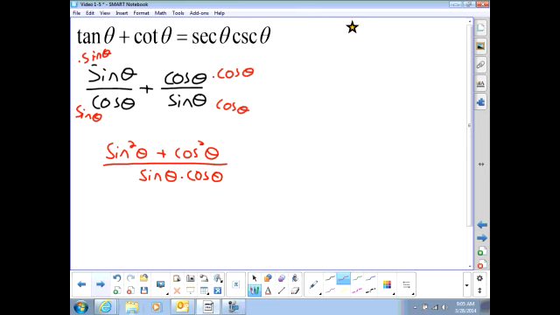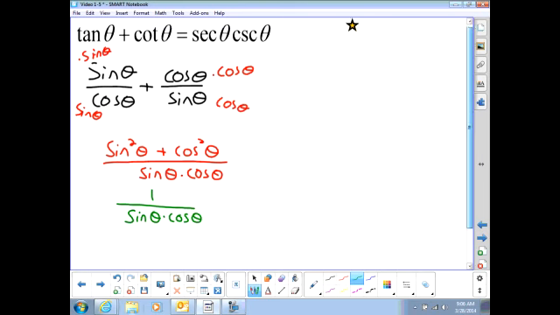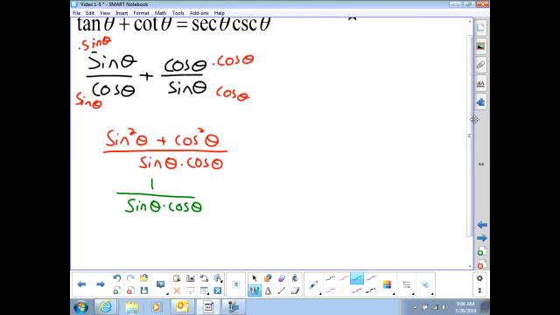Well, we know that sine squared theta plus cos squared theta is just equal to 1. So we've got 1 over sine theta times cos theta. If you don't see it right now, you could break this up into 1 over sine theta times 1 over cos theta. 1 over sine theta is cosecant theta. 1 over cos theta is secant theta, which is exactly what we wanted to show.